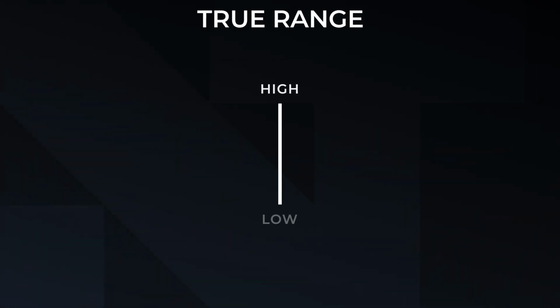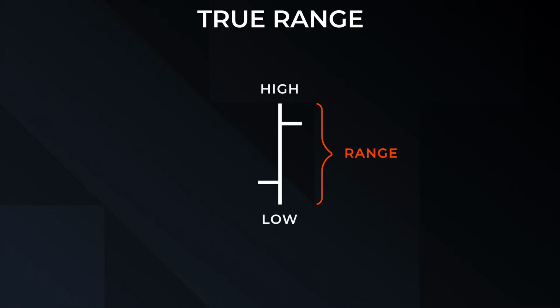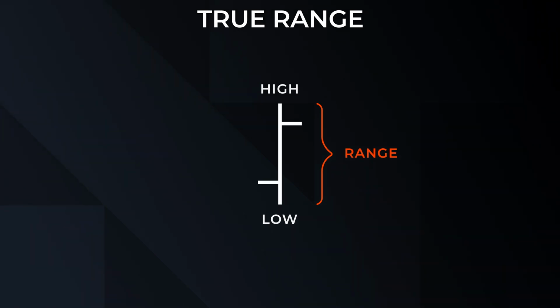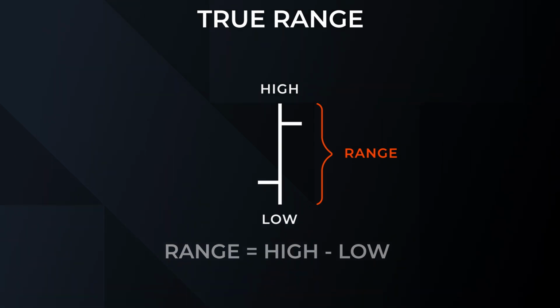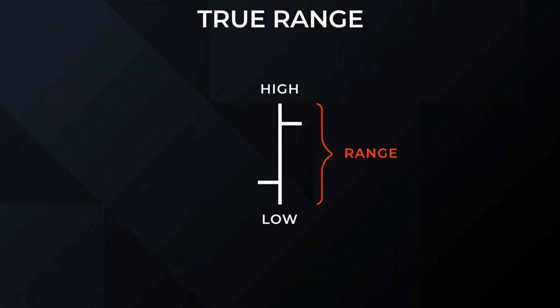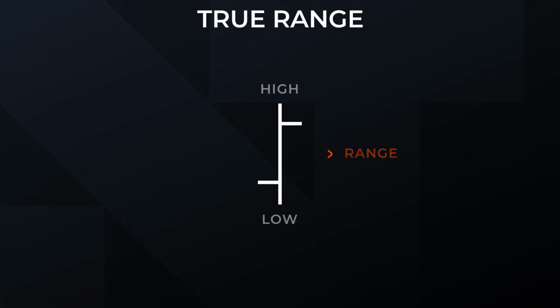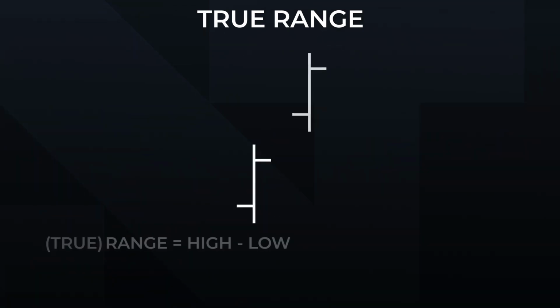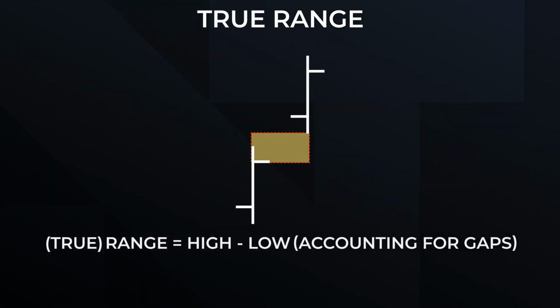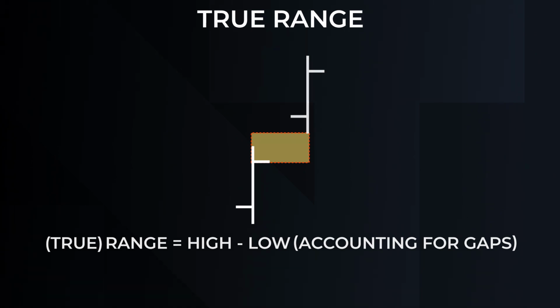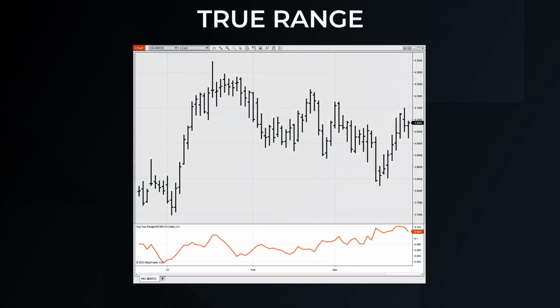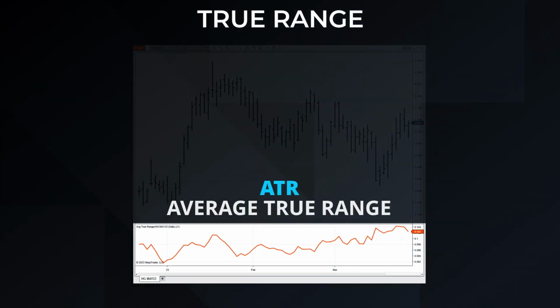One way to measure volatility is to start with the range of a bar. Range is the price movement from high to low on a single bar, or as a formula, high minus low. In order to take price gaps into account, traders use a more robust calculation called true range, which also takes into consideration the close of the previous bar. By averaging true range over some number of bars, we can visually chart the volatility of any asset historically. This indicator is called average true range, or ATR.